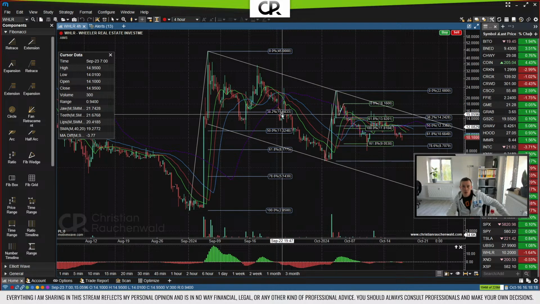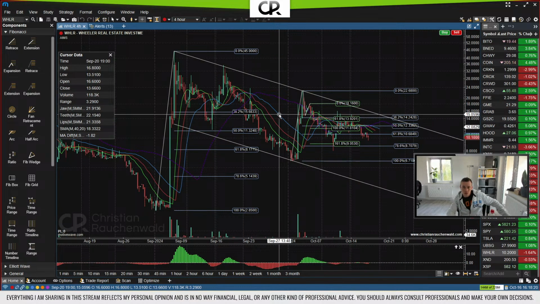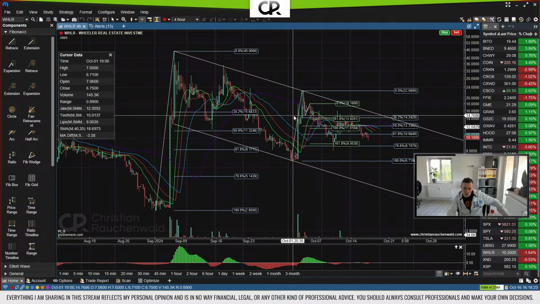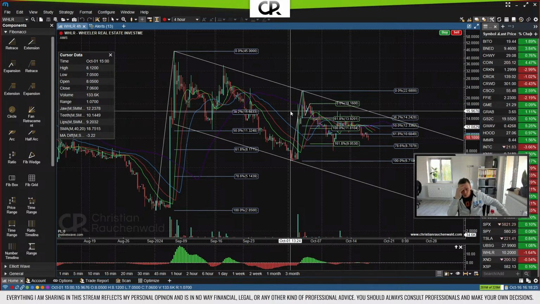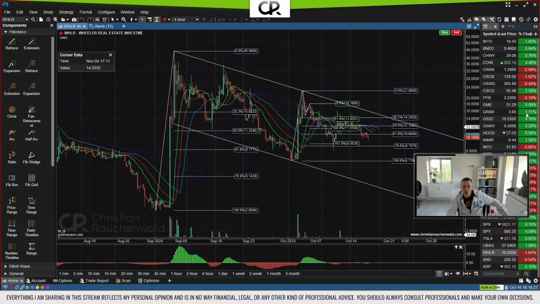Wheeler, also unchanged. Really hard. I covered it yesterday a little bit more, so for everyone that's curious, jump in there.